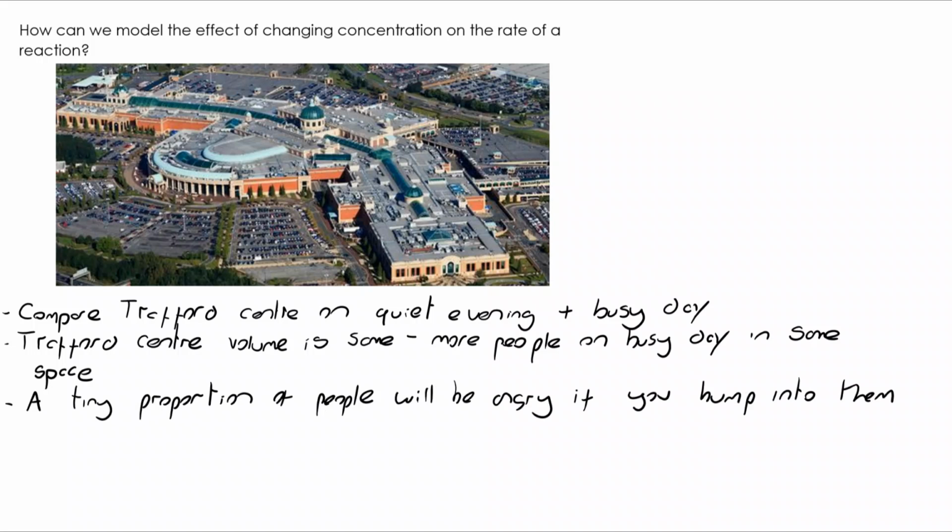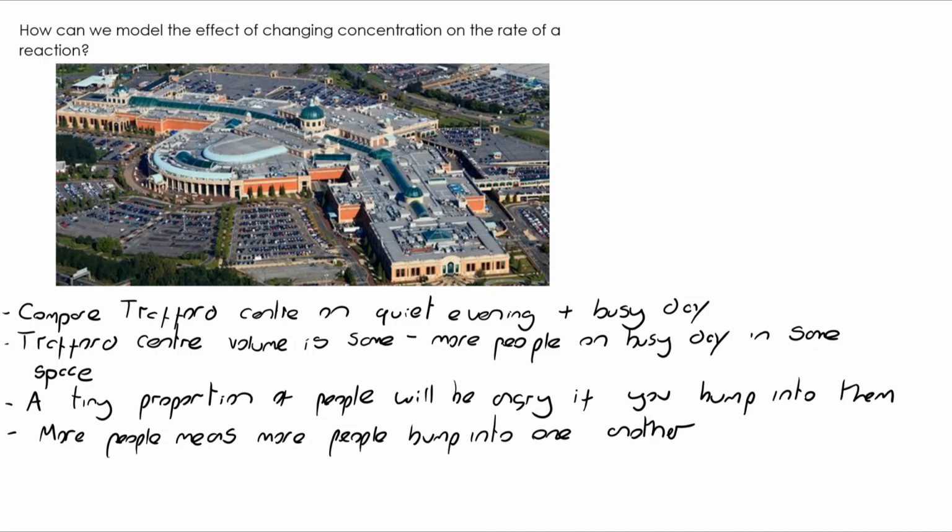Now, within that, there are going to be lots of different people with lots of different temperaments. And there are a tiny proportion of people who might get inordinately angry if, as you're walking around and maybe looking in a shop window, you bump into them. Most people will just very apologetically say, "Oh, I'm really sorry," and then you walk on. But a tiny, tiny proportion of people will actually get really angry.